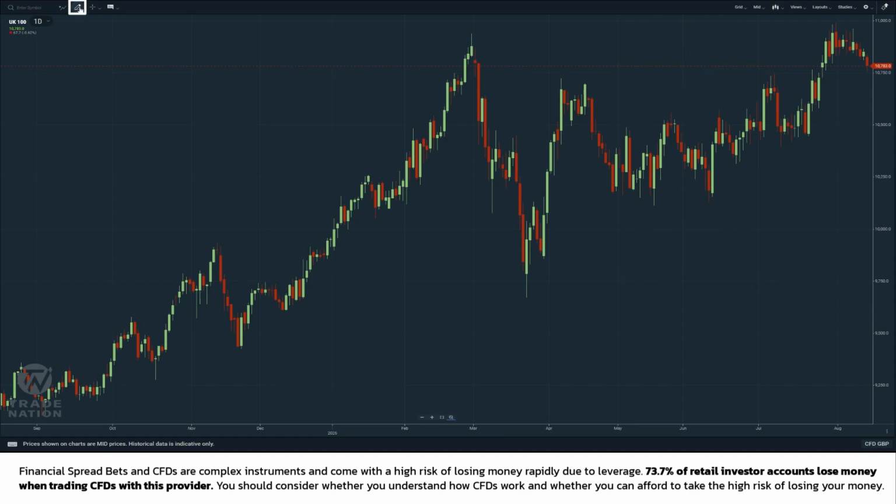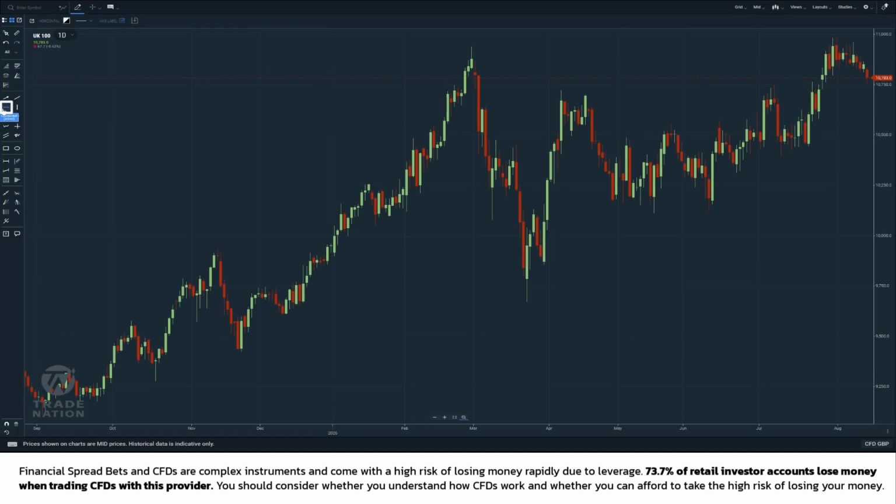To mark a level, open the drawing tools and select the horizontal line. Move the cursor to the price you want to highlight and place the line across the chart. Because the horizontal line extends across the price history, it makes it easier to compare that level with both previous and more recent price action.